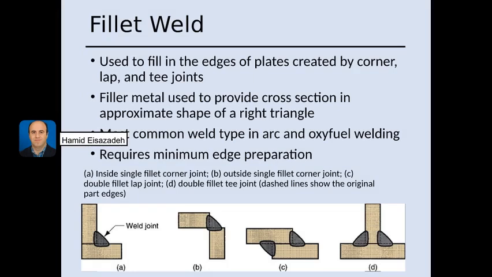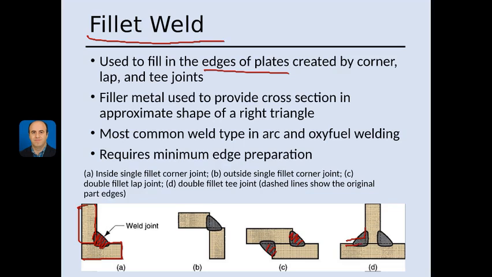The first one is the fillet weld. In the fillet weld, we just fill the edge of the plates that are created by corner, lap, or T joints. So this is a T joint, right? We have two plates and they create a corner, so we join them. And this is another one. This is a lap. This is a corner made by a T joint.